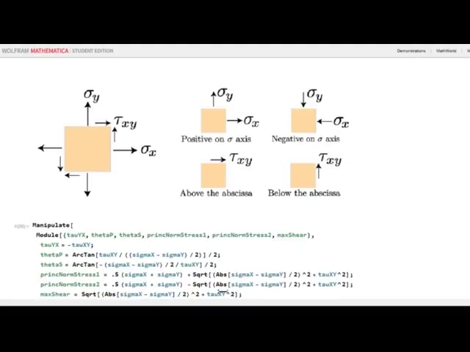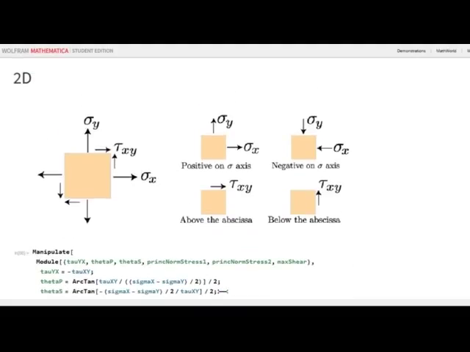So I'm going to start with the 2D Mohr circle, the simplest one. Now obviously my stress element is a square where I have sigma x and sigma y as normal stresses acting on it, and the shear stress tau xy.